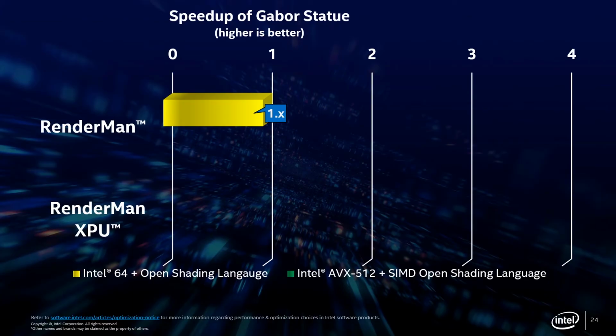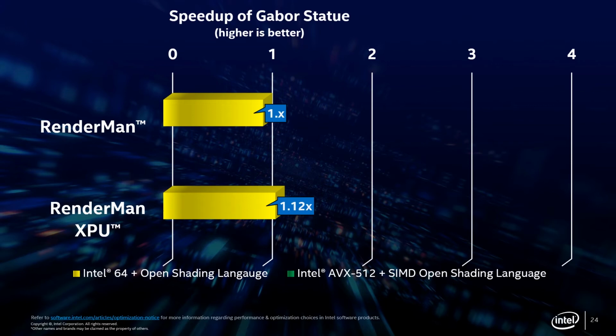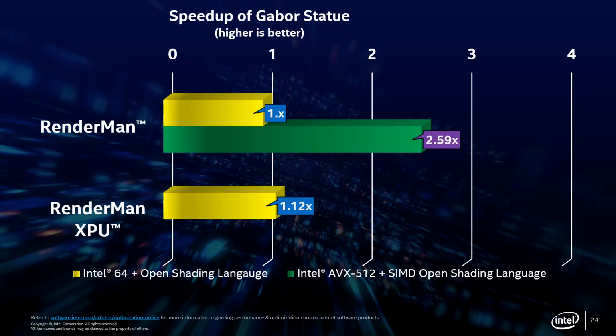We're comparing speedups to RenderMan RIS, targeting the Intel 64 instruction set, so its performance is going to be our baseline of 1x. Switching to XPU, we observe a modest speedup. Normally it'd be much larger, however, due to the dominant cost of the shading system for this workload, its improvements are limited. Now, if we enable the SIMD version of the Open Shading Language using AVX-512, we see some great SIMD scaling of 2.6x as the shading system executes in batches of 16 samples.